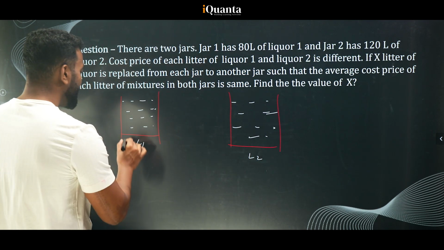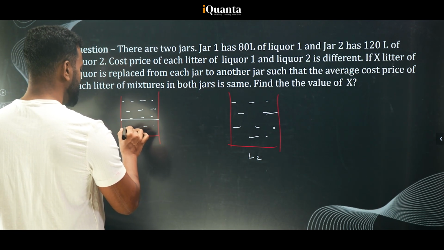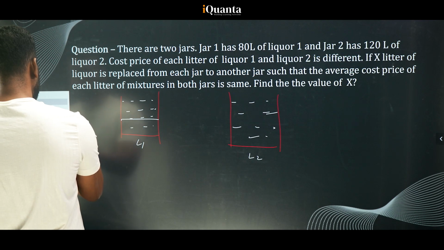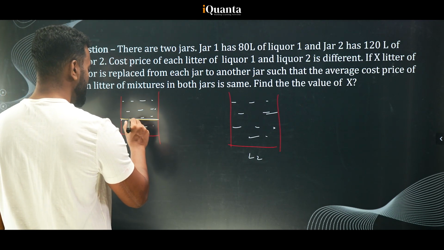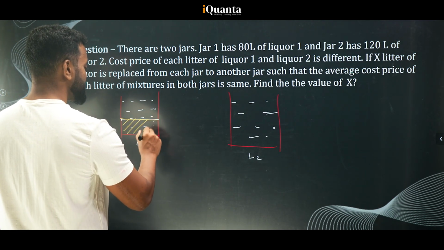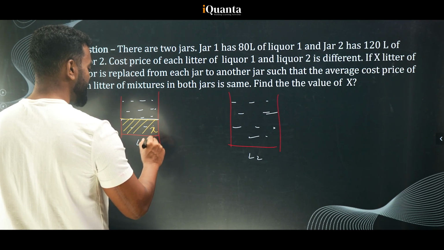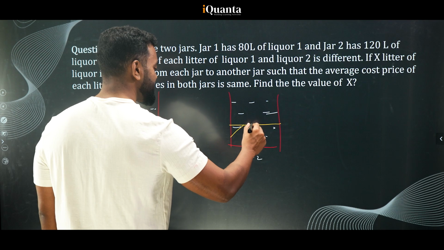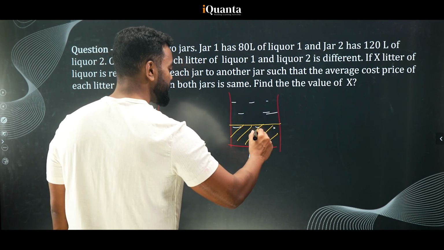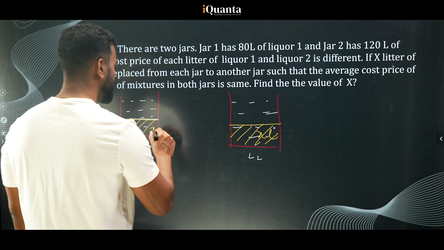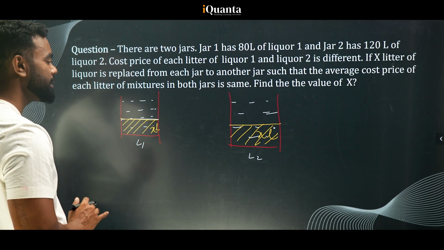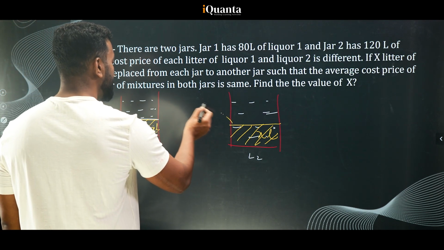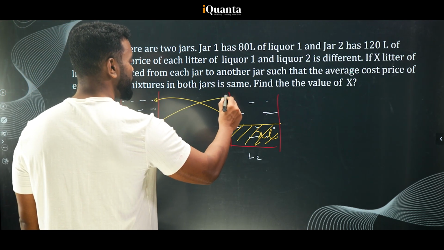Okay. Now I'm removing X from here. So let's say this portion is X, so that is what I'm removing. And here also, let's say this portion is X, that is also what I'm removing. So this is X liter, this is also X liter, I'm removing, right? Now this X will come here and this X will go here.